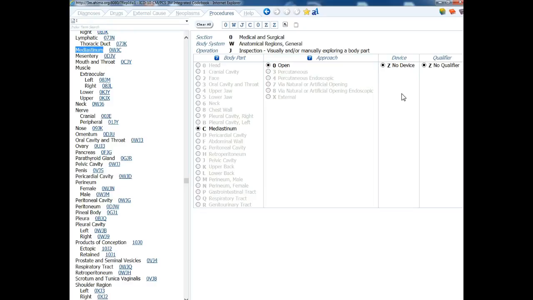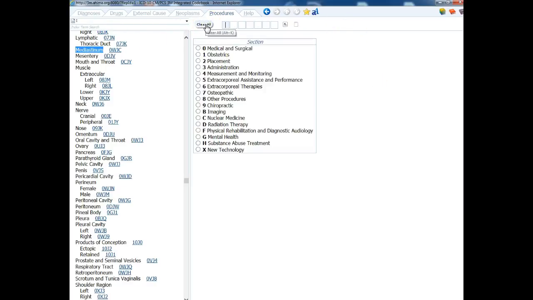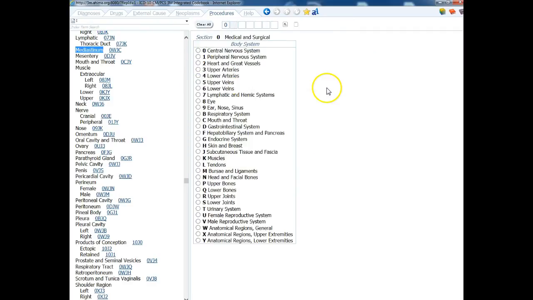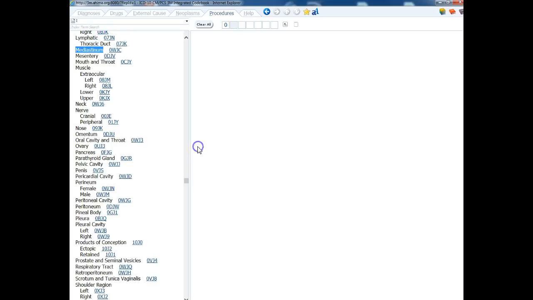So for our example, we're going to code an open excisional biopsy of the left breast with a partial left mastectomy. So we're going to have two codes here. We're going to have the open excisional biopsy and then the partial mastectomy. And the partial, if this just said mastectomy, we would use a different root operation. So let's take a look at this. We're in medical surgical, and our body system is going to be skin and breast.